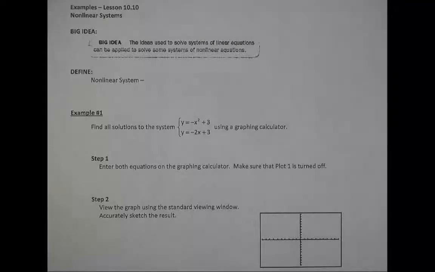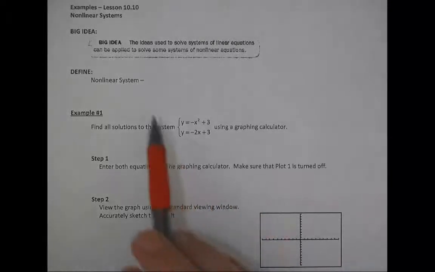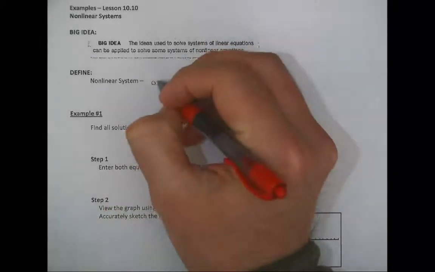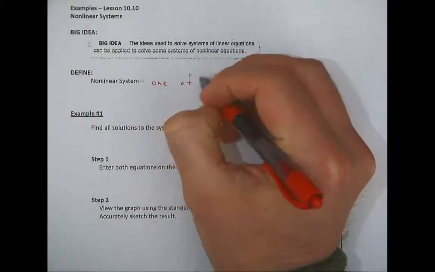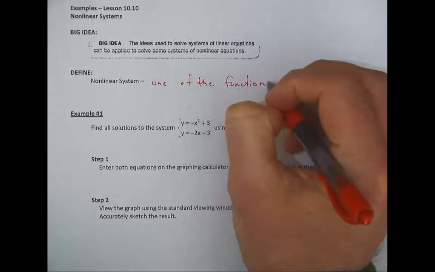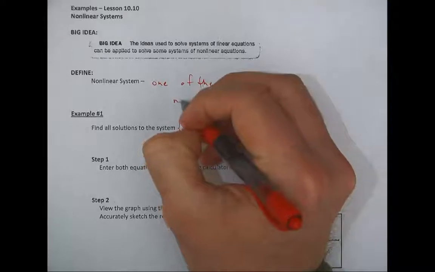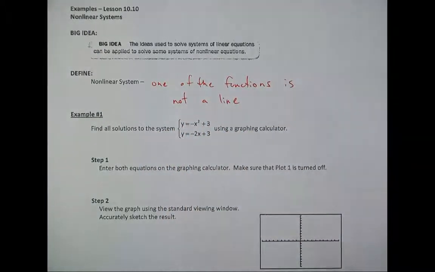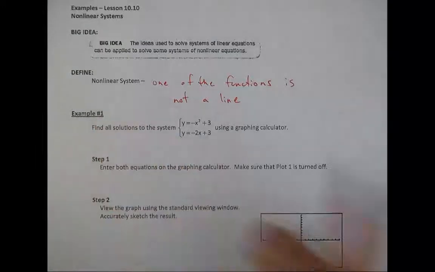So we're going to look at equations again here, but we're going to look at a nonlinear system. So one of the functions is not a line. Nonlinear, not a line. So how does that happen? We've only looked at lines so far.